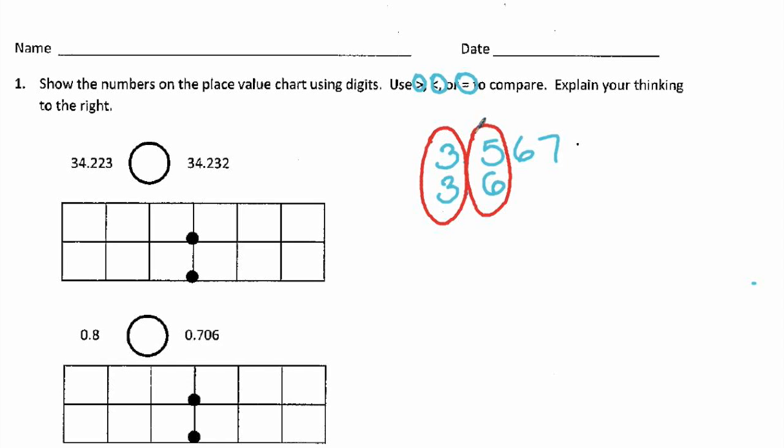Are they the same or are they different? Different. Which one's bigger? The 6. I just stop right there. There's no need to go any further because I know that 36 is going to be larger than any number that follows that. Because the farther you get, remember, the smaller it goes.